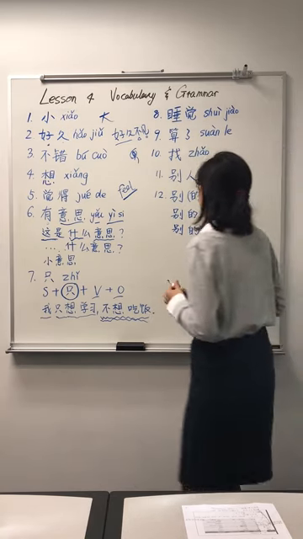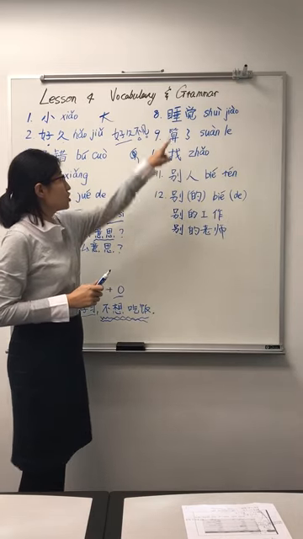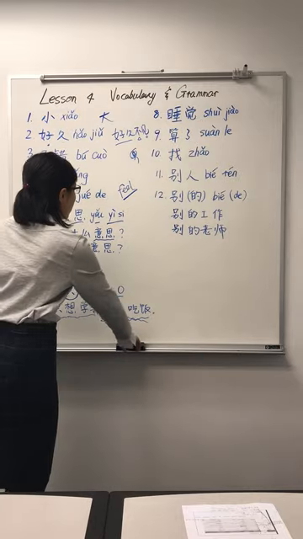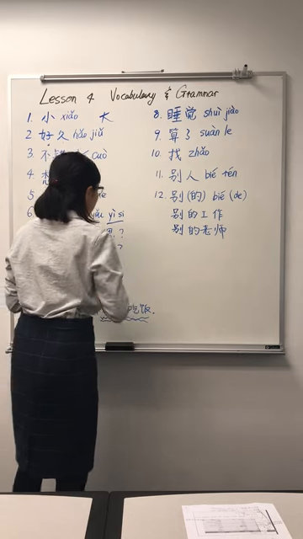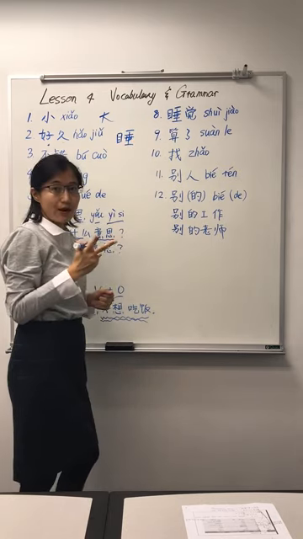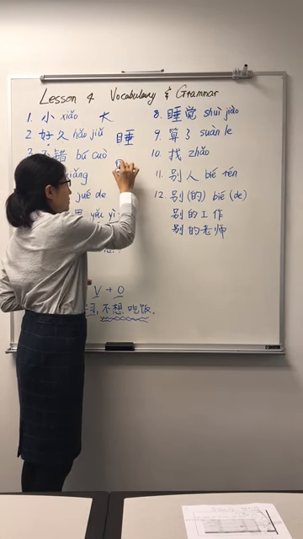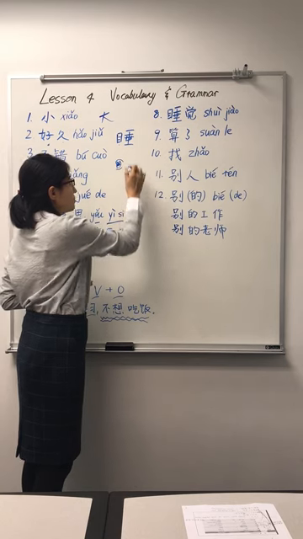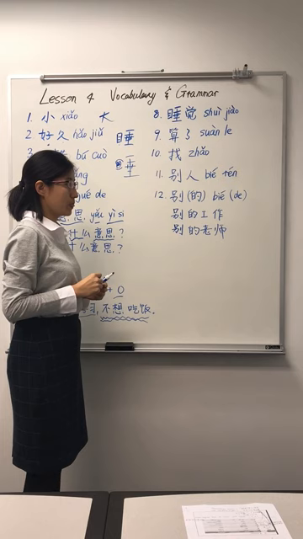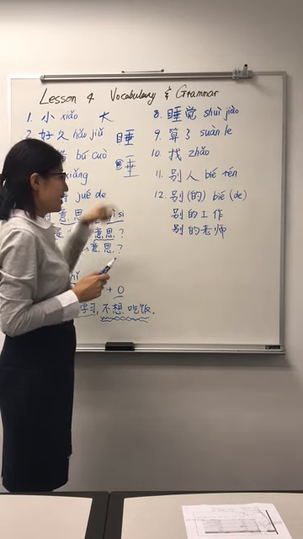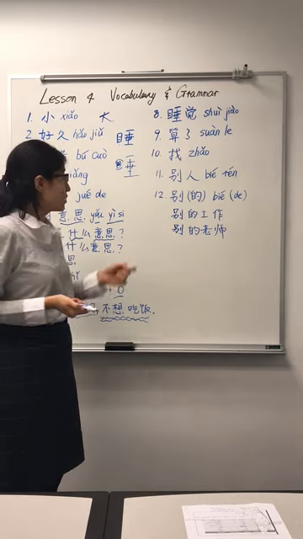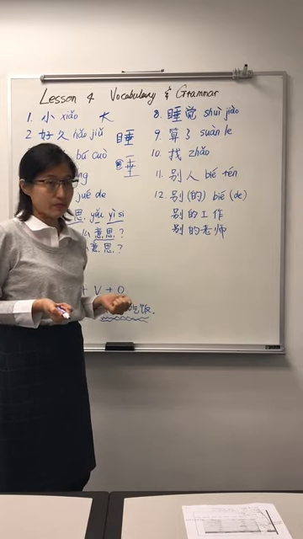Okay, next one is 睡觉. 睡觉 means sleep. 睡 is a verb, means to sleep. 觉 is a noun, sleep. 睡, let me write it here, fourth tone. It has two radicals. The first part is 目, that means eye, and another part is 垂, that means falling down. So your eyelid is almost closed, it's dropping down. That means you're tired. You want to sleep. 睡觉 means sleep.